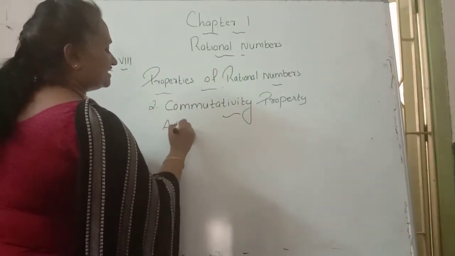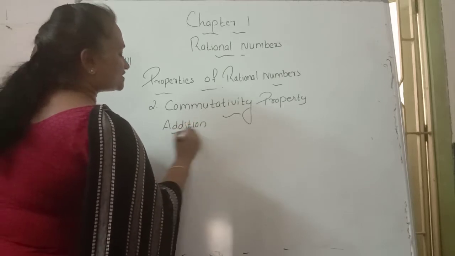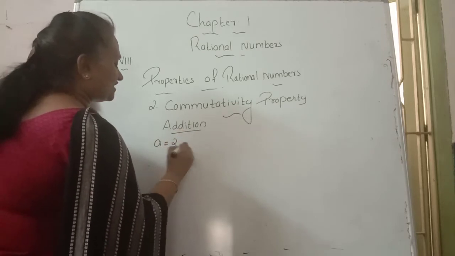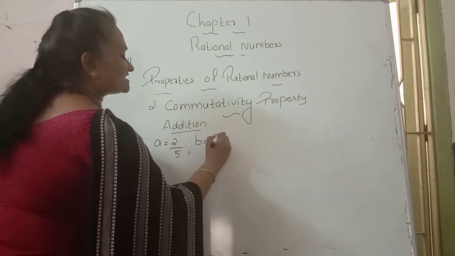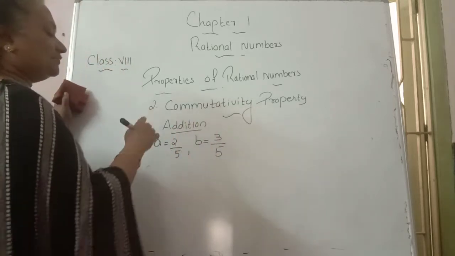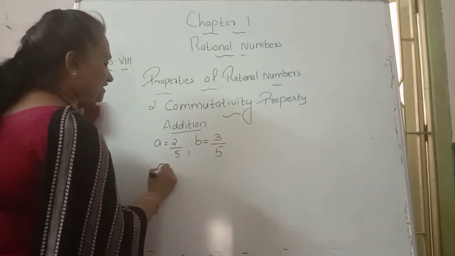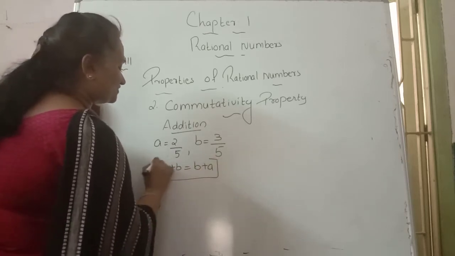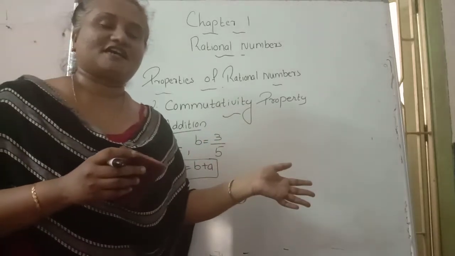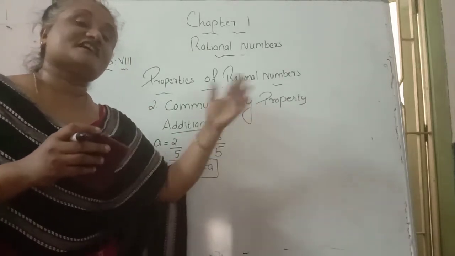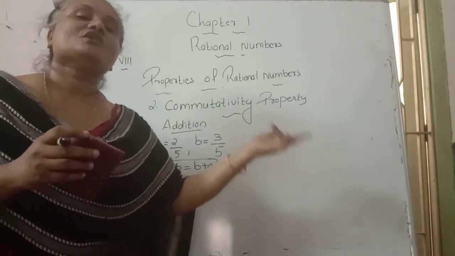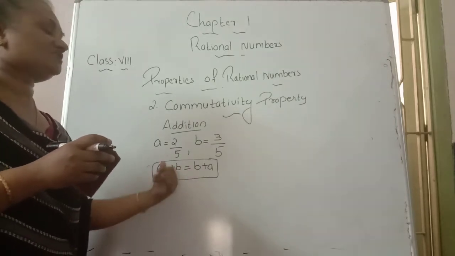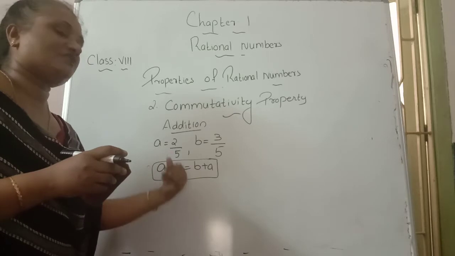First case is the addition case. Is it possible or not? We want to go and check that. So here I consider a value as 2 by 5 and b value as 3 by 5. Then the commutativity addition case, general form is a plus b equals b plus a. That means two rational numbers, their order is changing, and when adding, both have the same answer. Here a value is written first, b value is written second, and adding we get an answer.